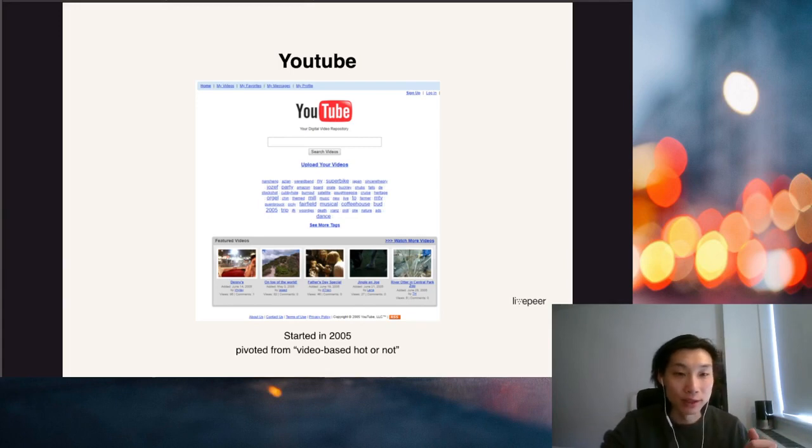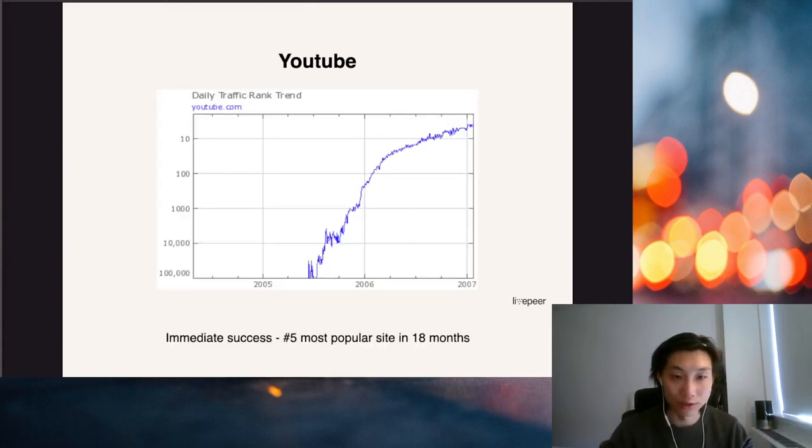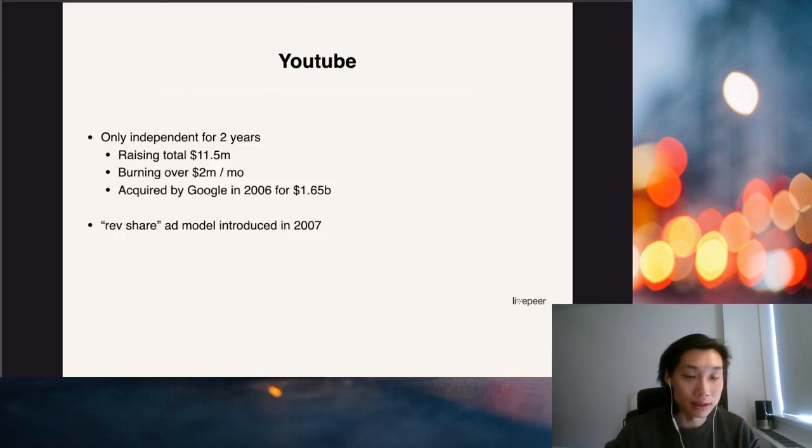Very quickly after this pivot, YouTube started growing tremendously. Within a short 18 months, it became the number 5 most popular website in the world. Throughout this time, it was often the fastest growing website on the internet, period. Some interesting things about YouTube: it was only independent for about 2 years, and over that time raised about $11.5 million. It was burning about $2 million per month when it was acquired, and a large portion of that was going to paying the infrastructure bill. It was acquired by Google back in 2006 for $1.65 billion.